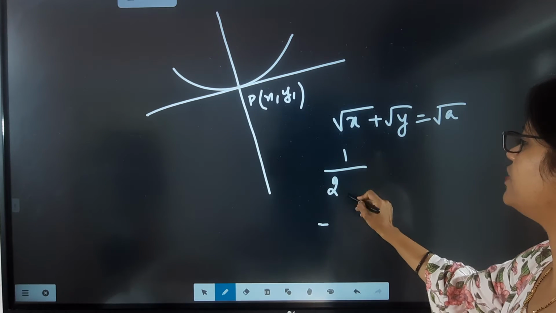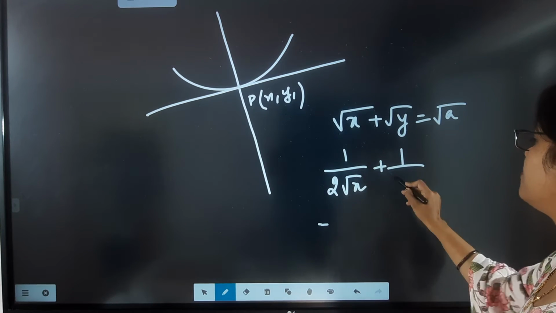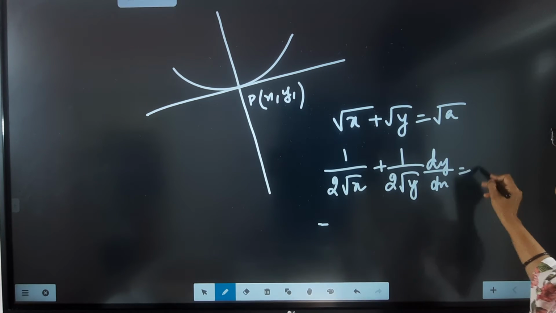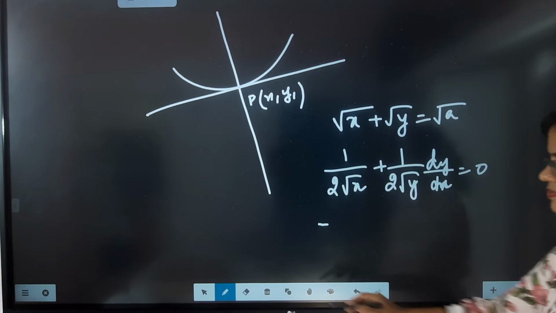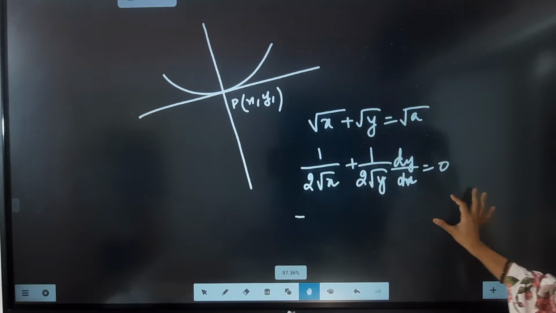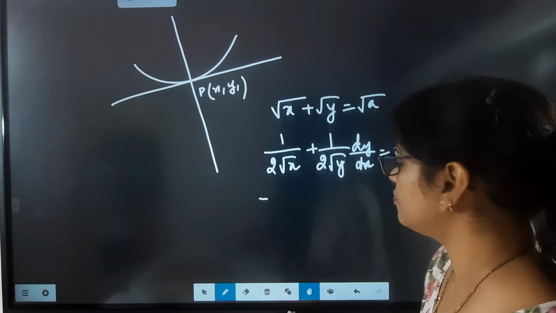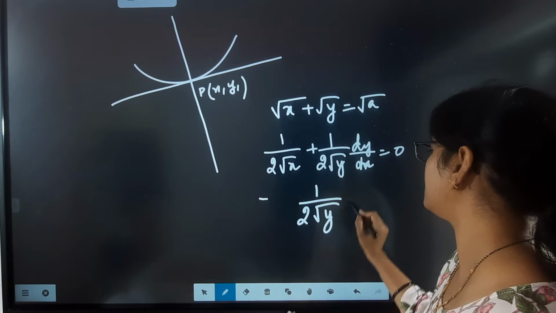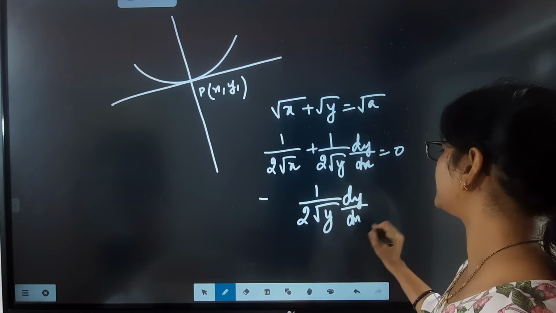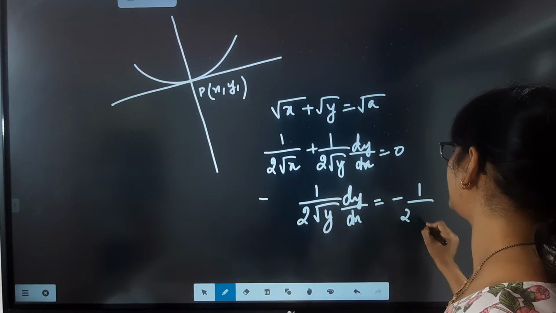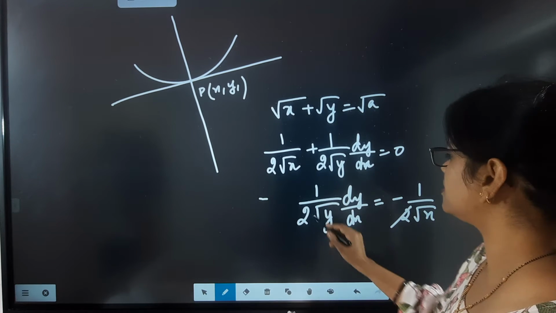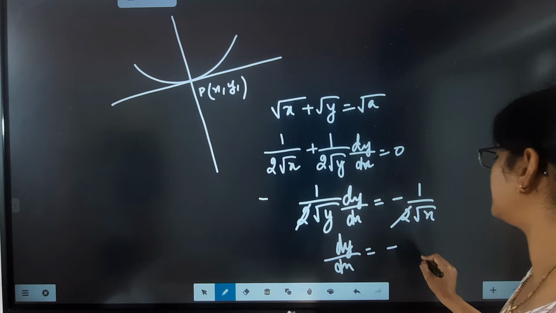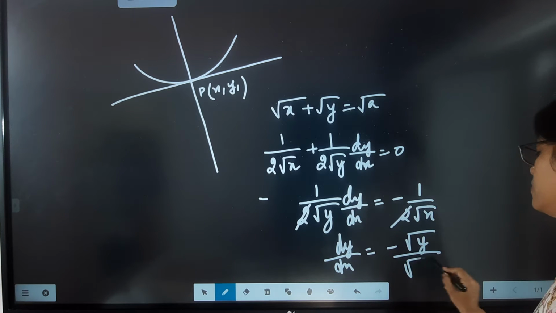It will come 1 by 2 root under x plus 1 by 2 root under y dy by dx. It's a constant this side, so it will become equal to 0. Now shift this one. It will become 1 by 2 root under y dy by dx equal to minus 1 by 2 root under x. So this and this got cancelled. So dy by dx equal to minus root under y by root under x.